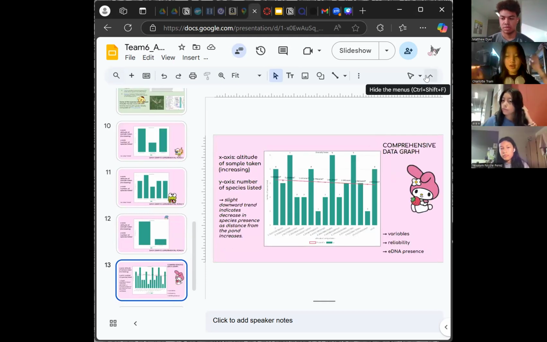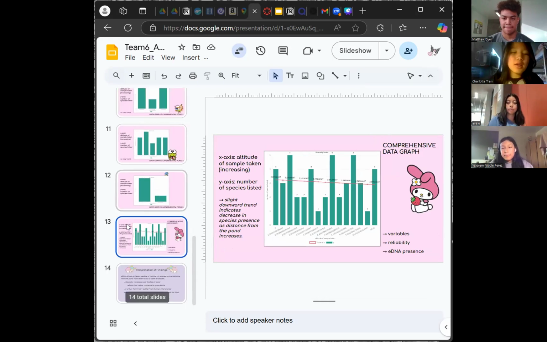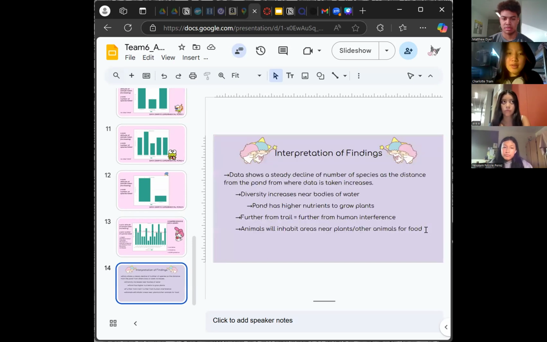This is the comprehensive data graph of all the data that we had in general. So, like I said before, the x-axis is the altitude of samples taken, which is increasing, and the y-axis is the number of species listed. That red line shows the downward trend. So there's a slight downward trend, which indicates a decrease in species presence as distance from the pond increases. And this shows variables, reliability, and eDNA presence.